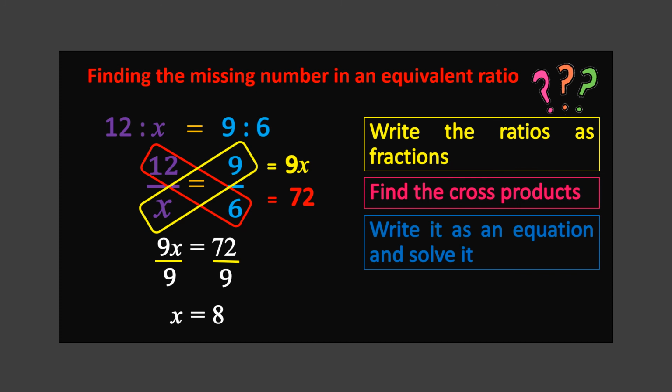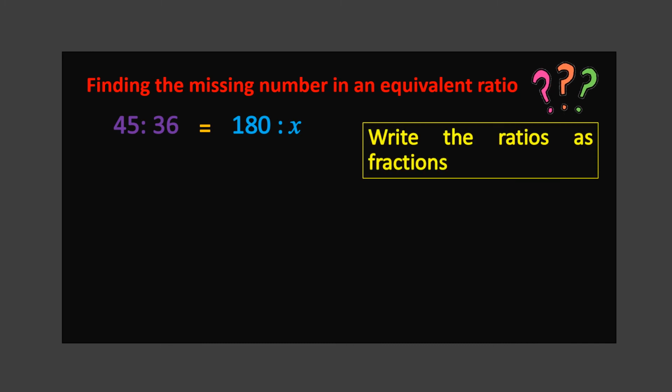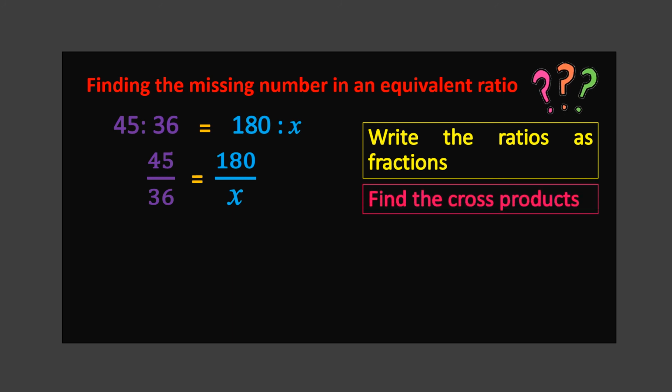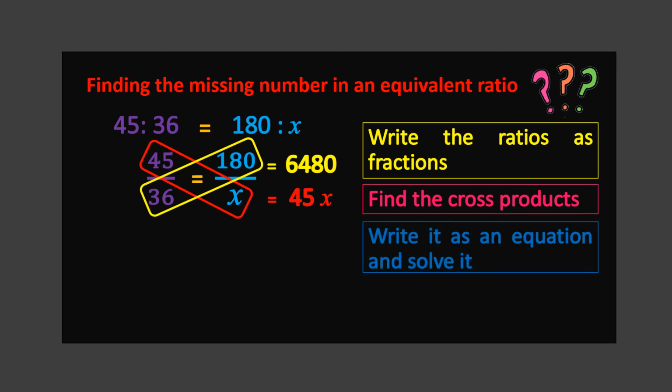Let's do another example on it. 45 is to 36 is equal to 180 is to x. Now first of all write it as a fraction and then find the cross products of it. 45 times x will give you 45x. 36 times 180 will give you 6480. Now you need to write it as an equation and solve it.